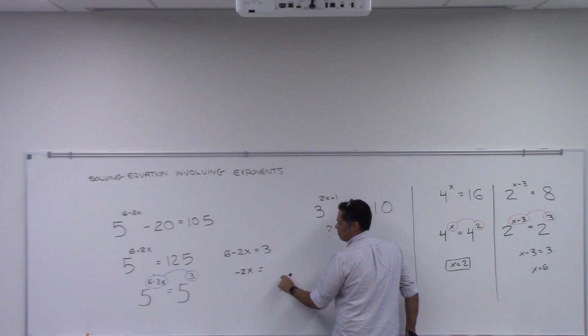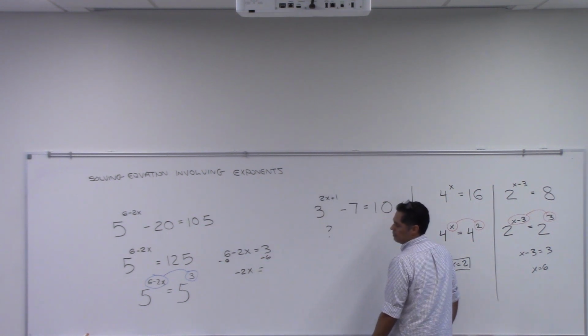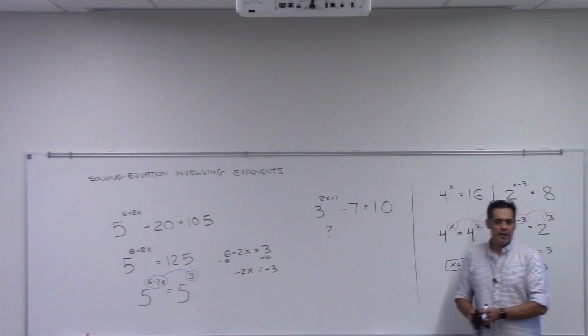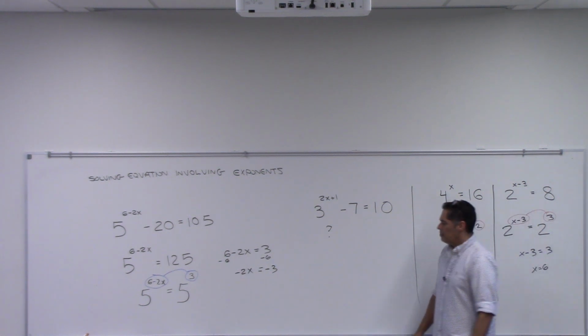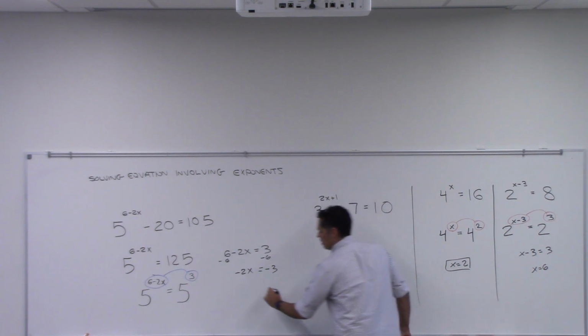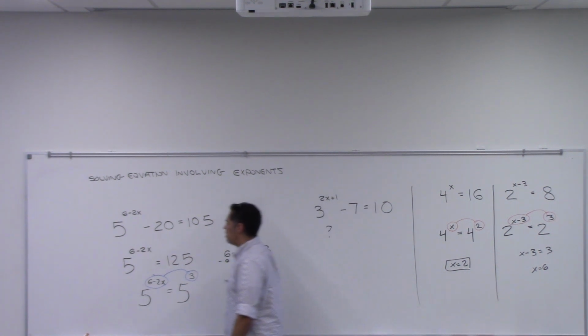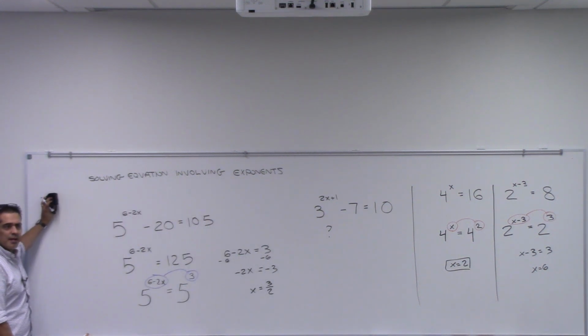What is this next line supposed to be? Subtract 6, right? Negative 3. I put negative 4, didn't I? I don't know why I did that. And now divide both sides by negative 2 and you get 3 over 2. That's going to be harder to check, maybe. No, it'll work. That's our answer, 3 halves.